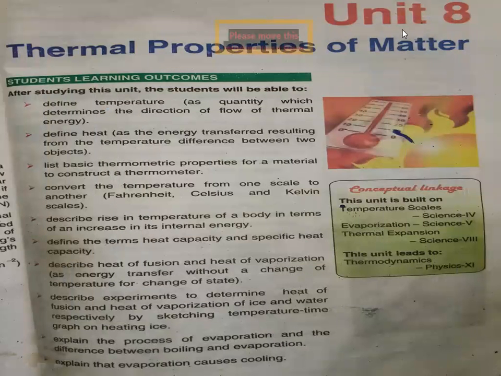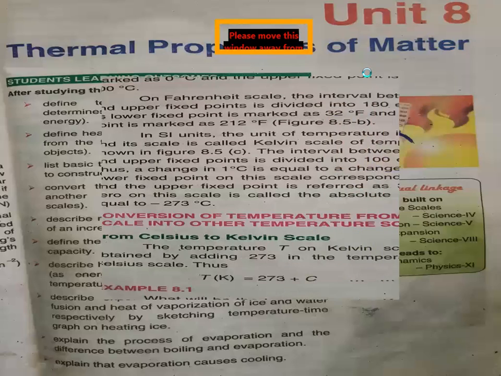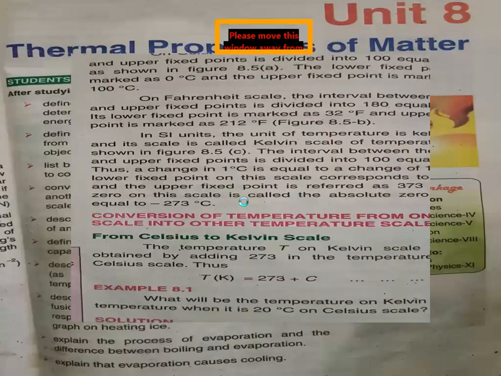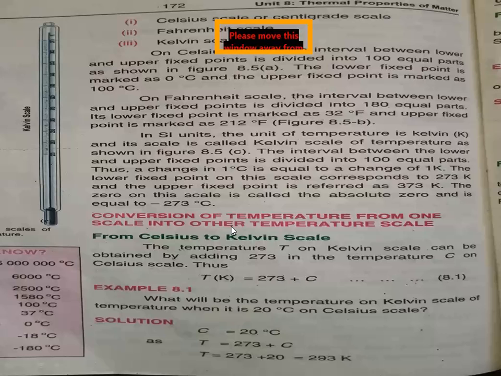This is the chapter we are doing, unit number 8, thermal properties of matter. So we finished till here. In my last lecture we discussed that there are three scales: Fahrenheit scale, Celsius scale, and Kelvin scale, and I told you how they are divided. Kelvin and Celsius scales are divided into 100 equal parts, while the Fahrenheit scale is divided into 180 equal parts. In today's lecture, we will discuss the conversion of temperature from one scale into another temperature scale.